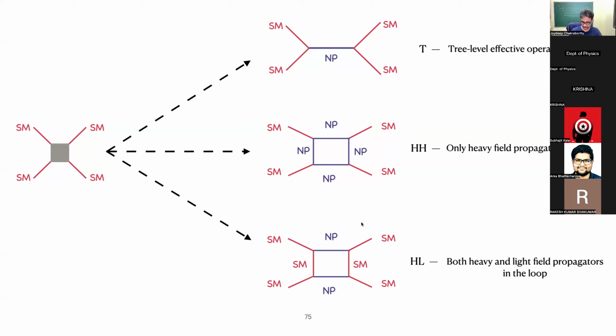Is that okay? Yeah, so you have to subtract this non-local contribution, right? Yes, because we are interested in the local contribution only. The effective operators are the local contributions.